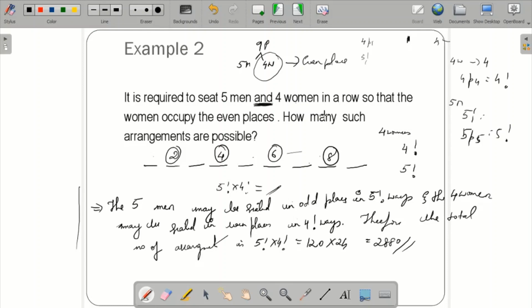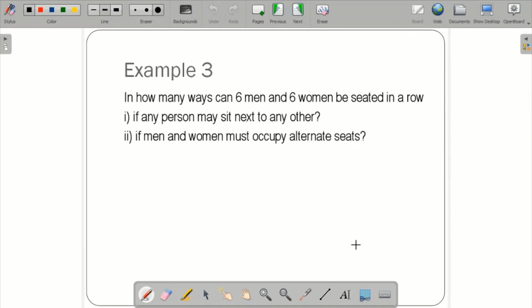This was just explanation to understand the concepts. The 5 men may be seated in odd places in 5 factorial ways. If not 5 factorial, you can write 5p5 also, meaning is 5 factorial itself, and 4 women may be seated in even places in 4 factorial ways. Therefore, the total number of arrangements is 5 factorial into 4 factorial, that is 120 into 24 is equal to 2880. So this is regarding the example 2. Let us go to the example 3.